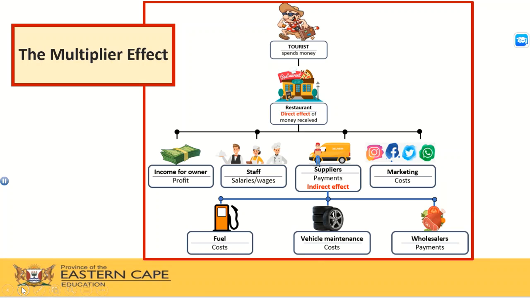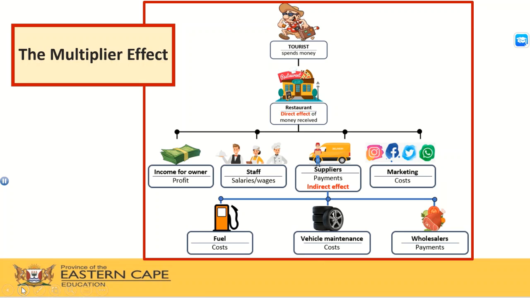has an income and also is probably going to make a profit. Your staff are going to be paid salaries and wages. Your suppliers will receive payments for goods supplied. And some of that money that the tourist spends is also going to be used for marketing on various platforms. Now, those are all examples of the direct effect.